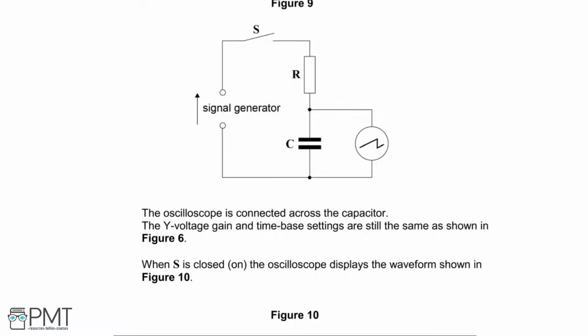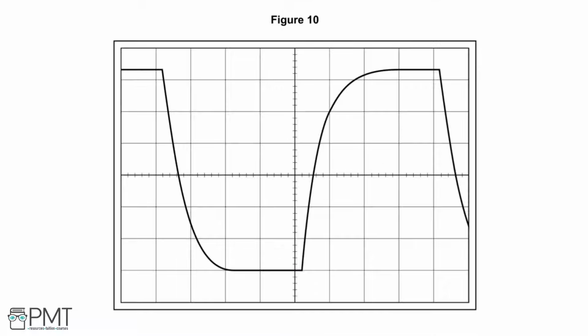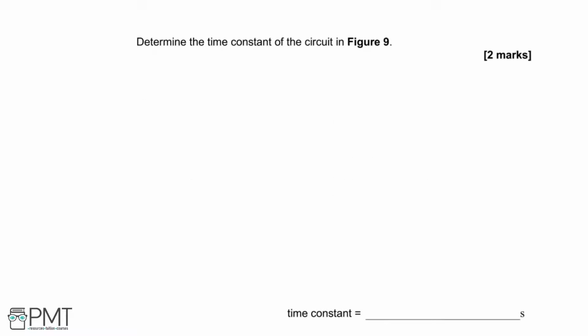So let's have a look at figure 10. You can see it looks very similar to the graph we looked at before, but it's not as sharp. You can see there are these curves as it moves from 6.3 down to -3. There's kind of a curving off rather than a sharp square wave. Determine the time constant of the circuit in figure 9. So let's look back at our graph.